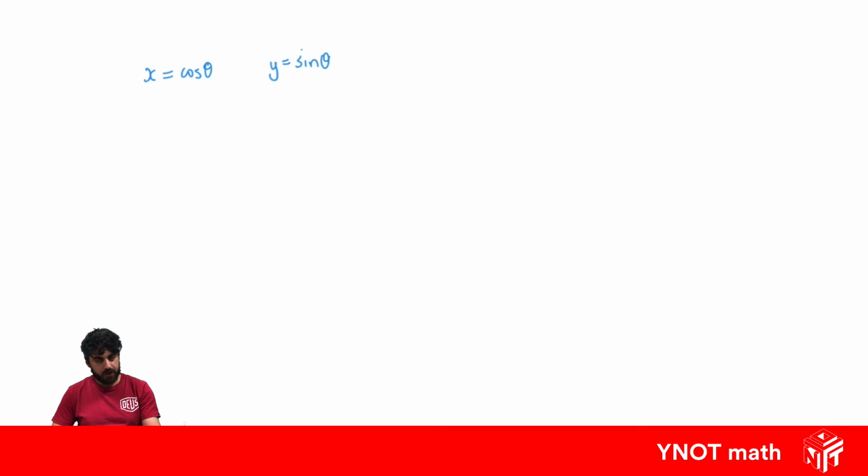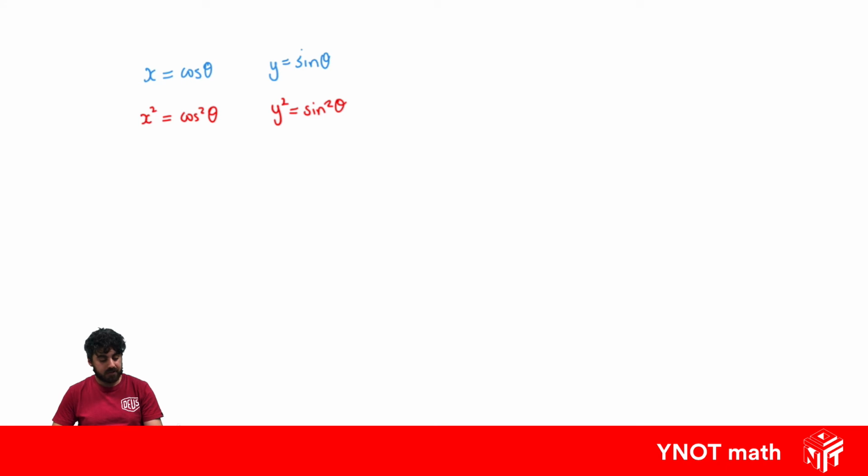We can actually square both sides in both equations. So we get x squared equals cos squared theta, and over here we get y squared equals sine squared theta. And the reason we do that is working with sine squared and cos squared theta is a bit easier. And we know if we add them together, it's going to give us 1. So that's exactly what we're going to do.